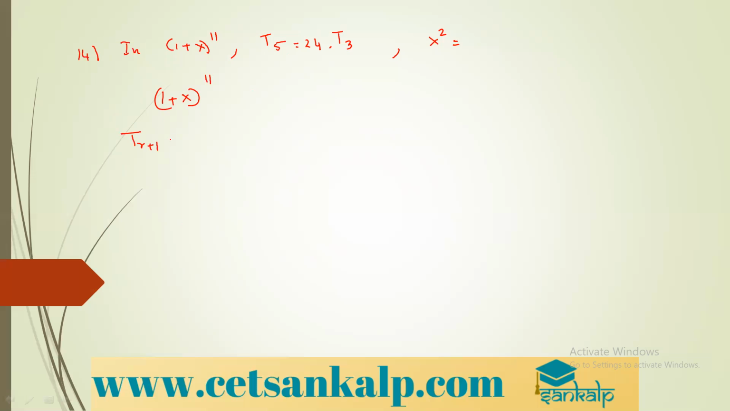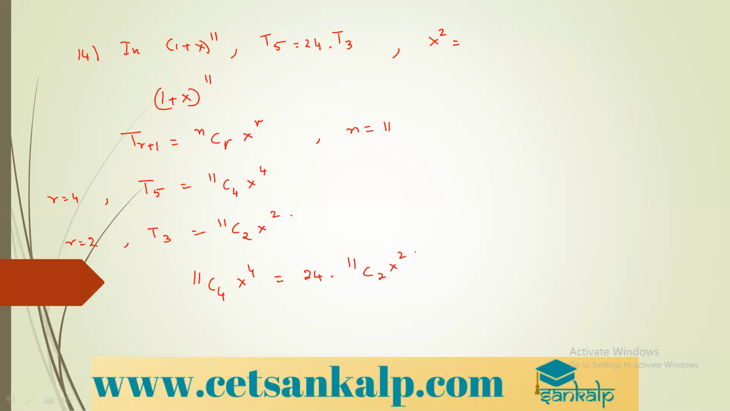We'll take the general term T(r+1) = nCr x^r, where n is the power, 11. So when I take the fifth term, r has to be 4. n is 11, r is 4, x^4. When I take the third term, r is 2. So n is 11, r is 2, x^2. They gave T5, that is 11C4 x^4, is 24 times T3, 11C2 x^2.